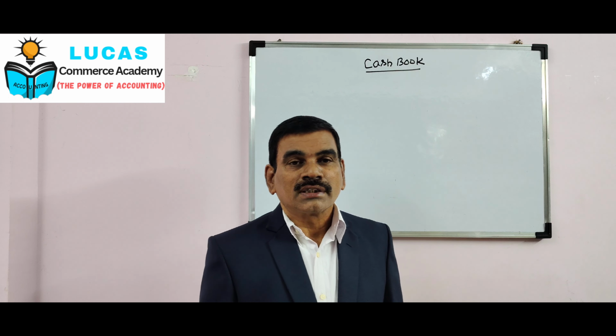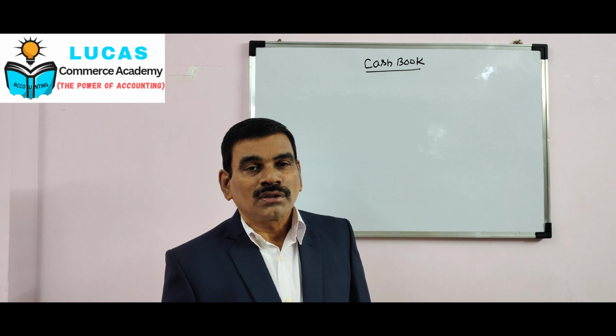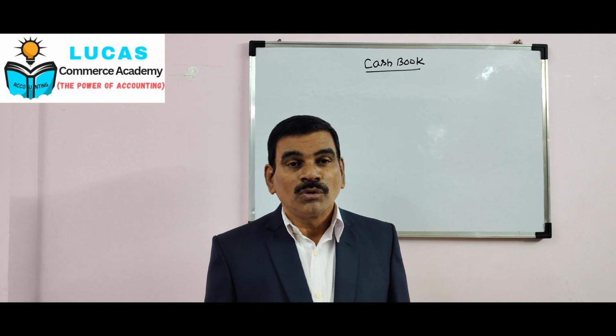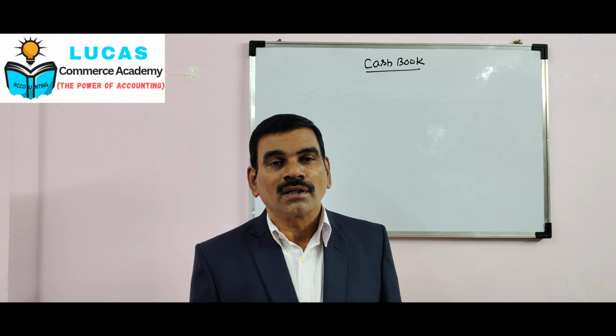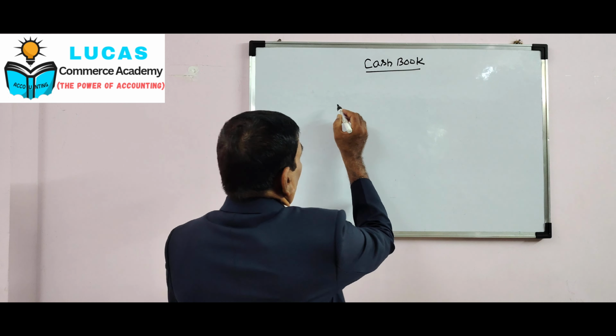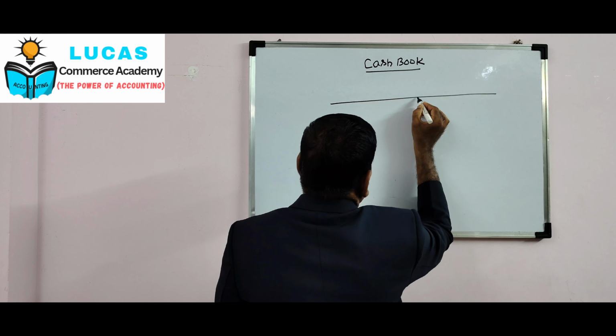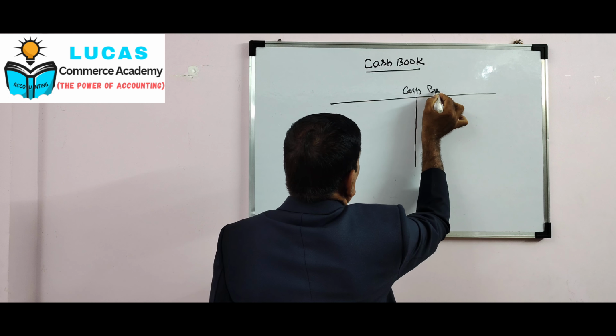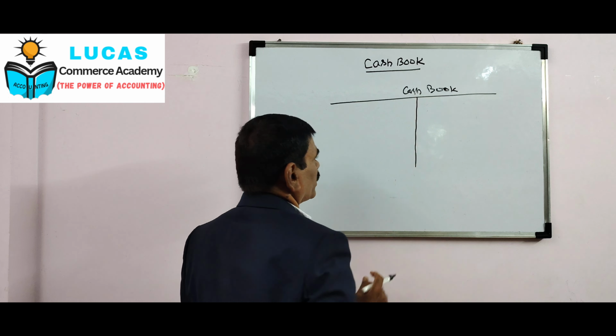So first let us discuss simple or single column cash book. This cash book contains only one column, that is amount column, both on the debit side and the credit side. So it has the shape of ordinary ledger account. Ordinary ledger account, this means cash book. This is the format of cash book.